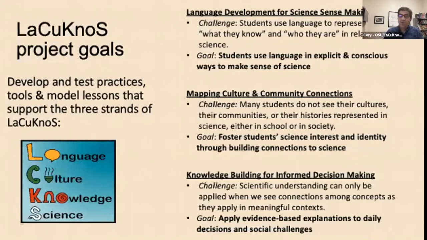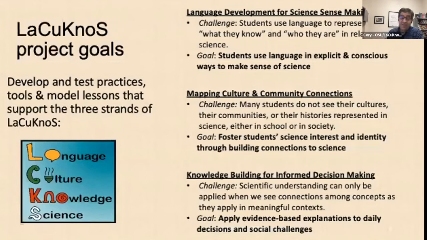Our second strand is about culture and community connections. And so one of the challenges here, we know very well in science that many students don't see their culture or their communities or their histories represented in science, not in school and not outside of school. And we know that for anybody to feel engaged and connected to anything, to have interest in something, you have to feel like it fits with your identity. Kids are involved in a lot of identity work, trying to make sense of who they are, what they like, what they're into. And so we can do things to explicitly help students think about their interest and identity in relation to science, and use that hopefully to help them build connections to science and relate that to things that they care about.